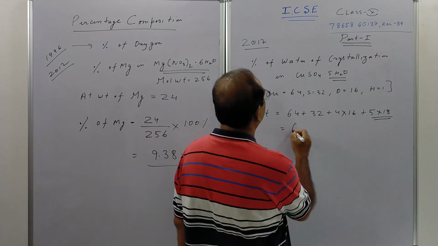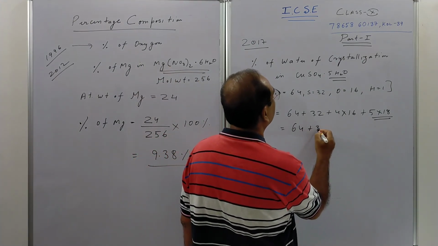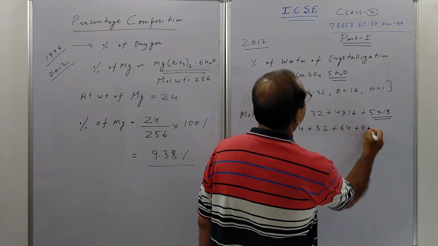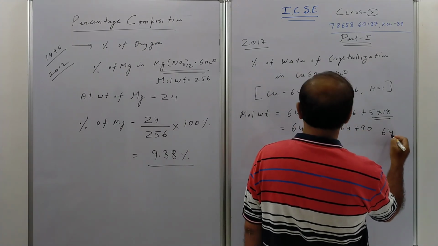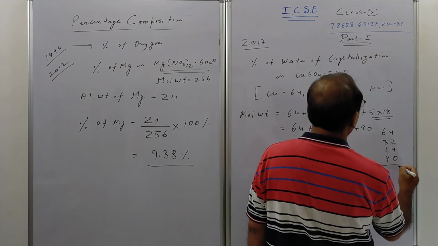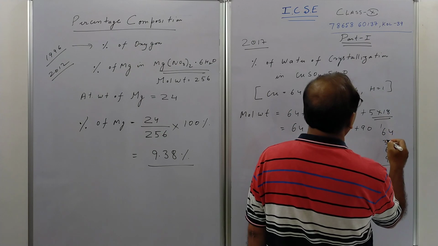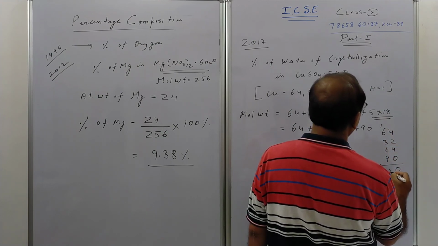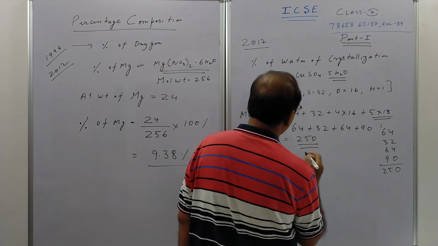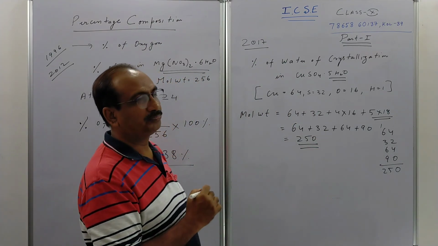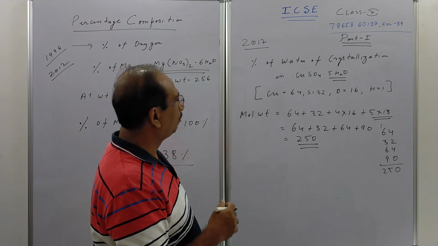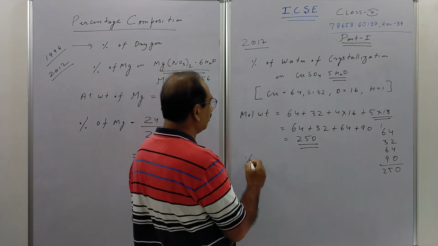So if you add, children, 64 plus 32 plus 64 plus 90, let us add and see what the molecular weight is. It is 250 gram. Now, the gram molecular weight is 250 gram. What is the percentage of water of crystallization?